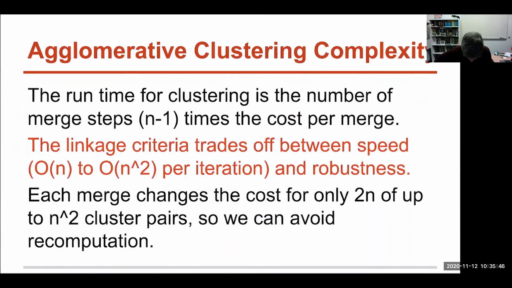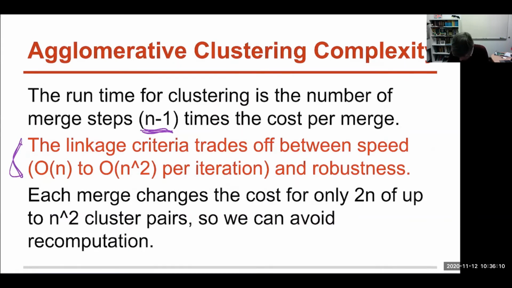So what is the running time? Well, you're basically going to do a total of N minus one merging steps. And you also pay the cost of finding the nearest neighbor here. Depending upon what the linkage criteria is, that governs the cost for each iteration.